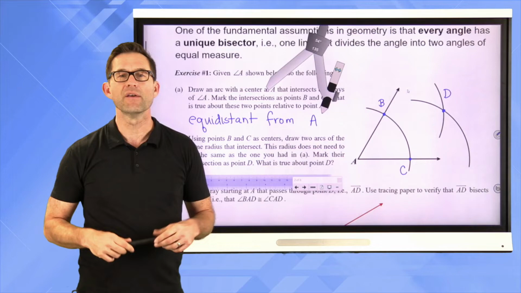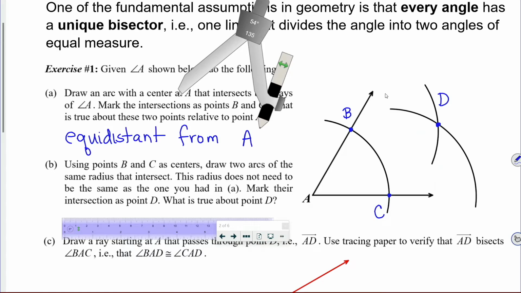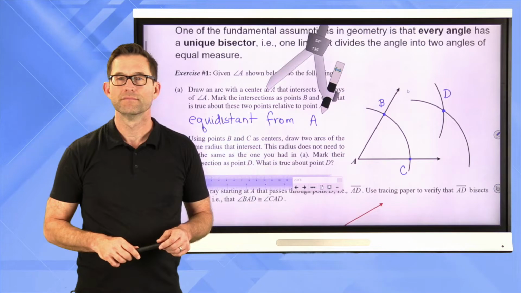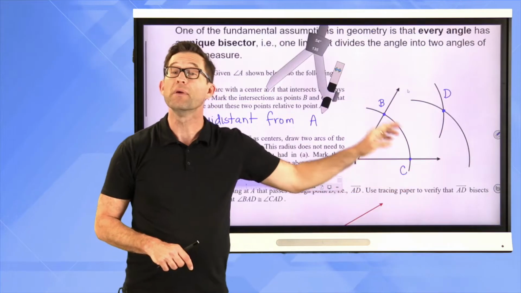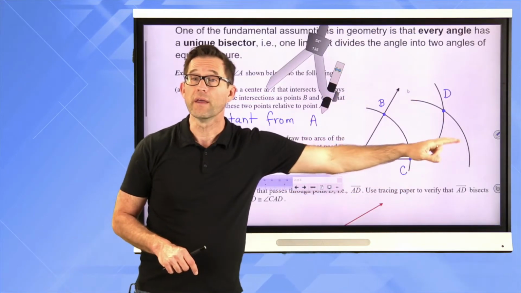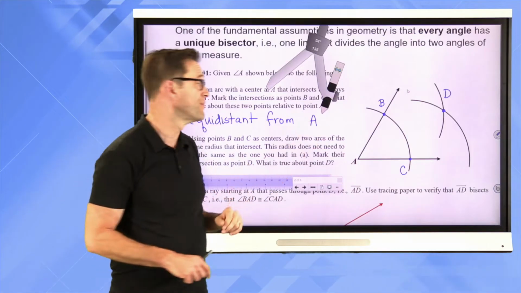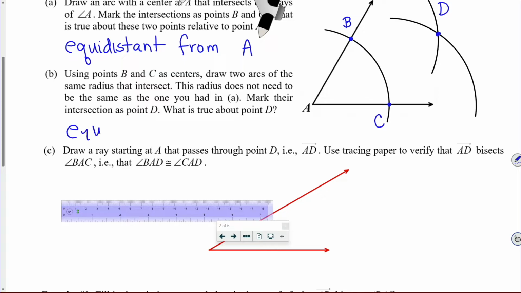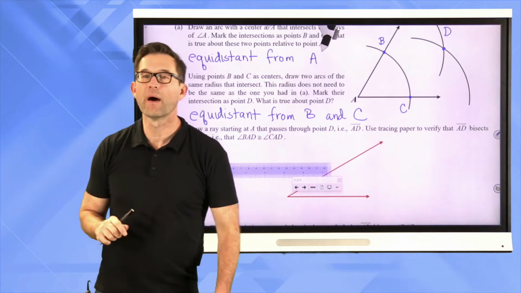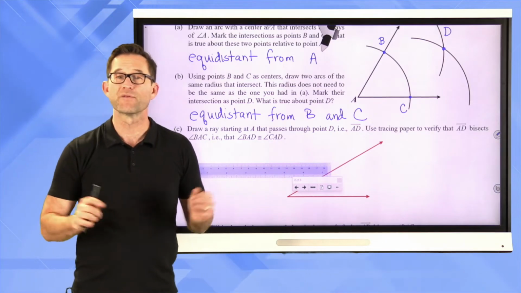Pause the video now and see if you can write something down. Well, now point D is the same distance from B as it is from C because I have the same radius from both of those 2 centers. So D is now equidistant from B and C, right? So that one point is the same distance from B as it is from C.